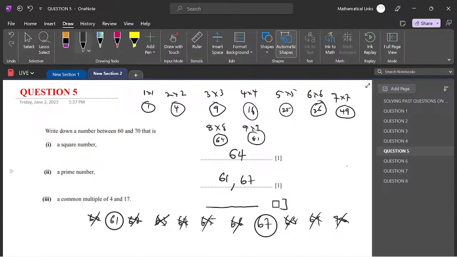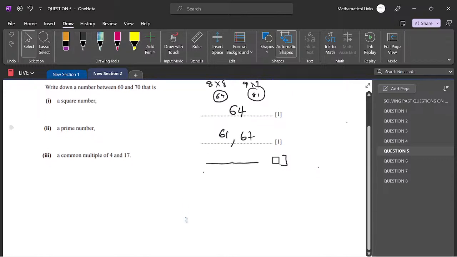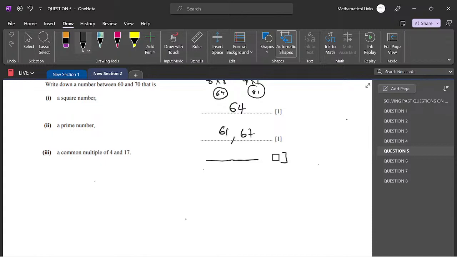okay? So you need to list multiples of 4, then you list the multiples of 17, okay? So you now look for the common multiple of 4 and 17 that will be between 60 and 70. If you want to list multiples of 4, there's a shortcut to that, but let's write this one first.